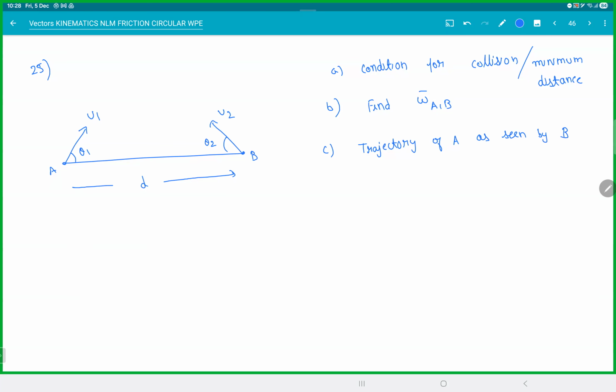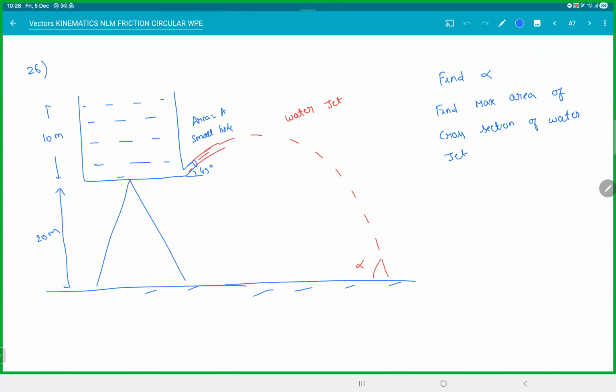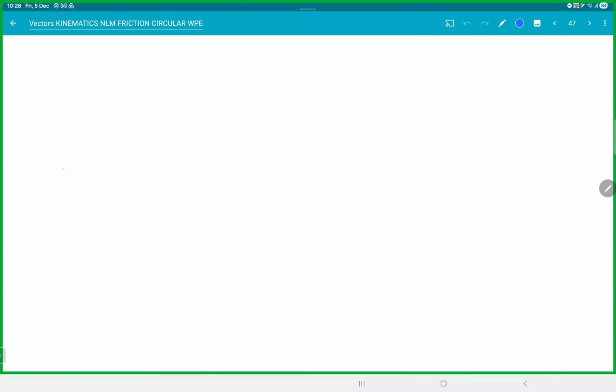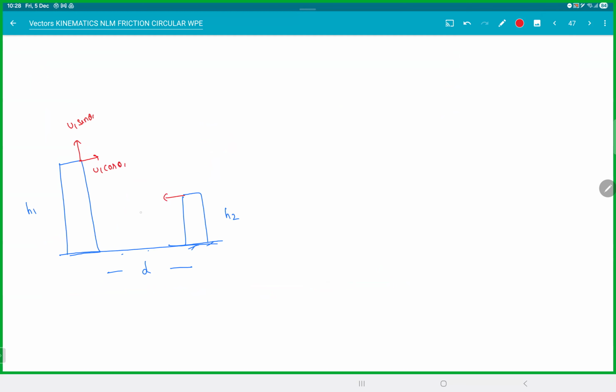So what are the conditions for collision? Let me do that more generalized one. Let's say we have two buildings, h1, h2. Let the distance between them be d. So when you're projecting them, the velocities will be u1 sine theta 1, u1 cos theta 1, u2 cos theta 2, and u2 sine theta 2. So this is for A and this is for B.